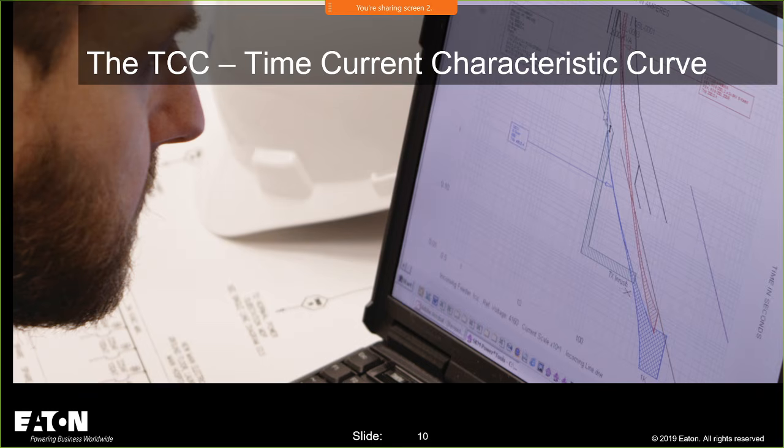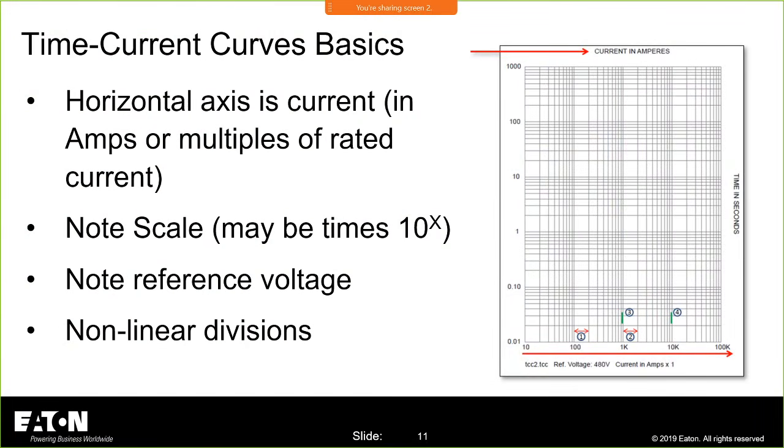So the first thing we have to understand when it comes to selective coordination are the time current characteristic trip curves. For many people, it may be the first time you've ever seen a time current characteristic curve.